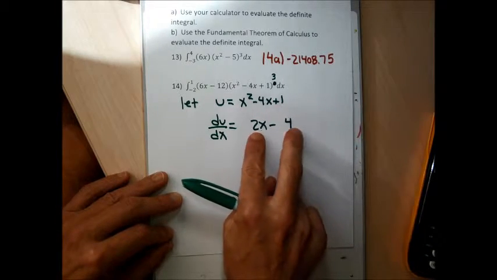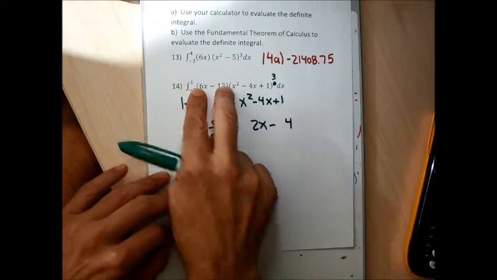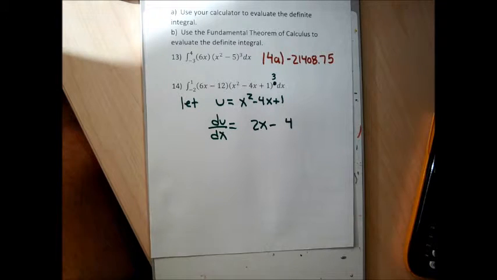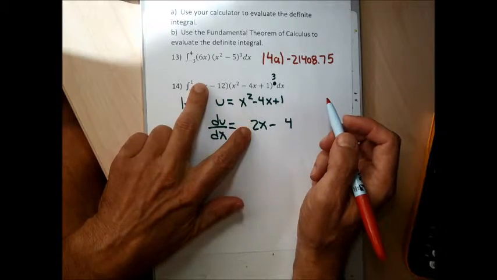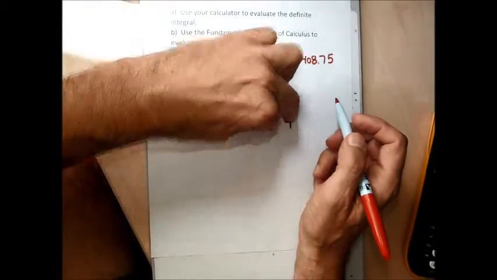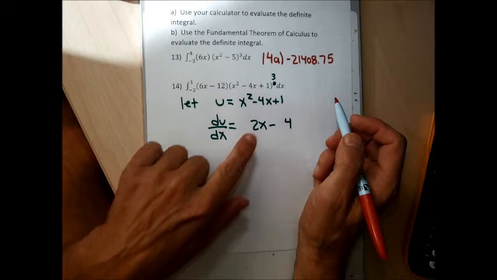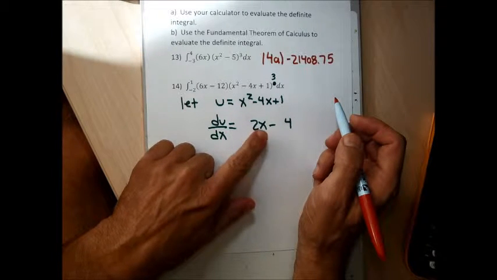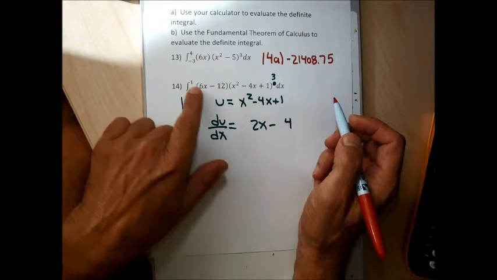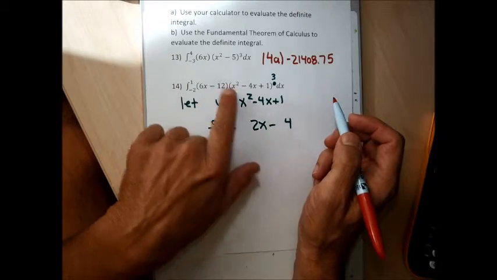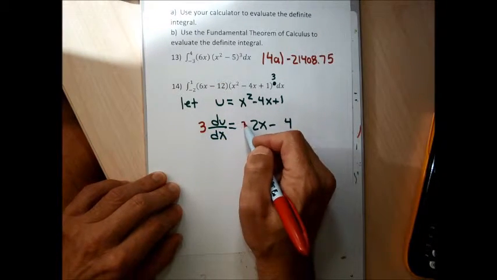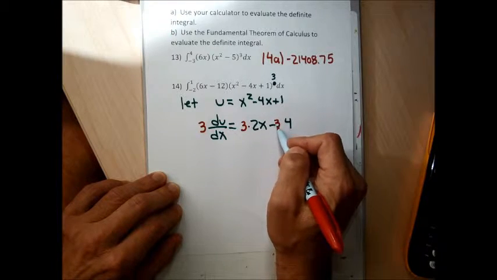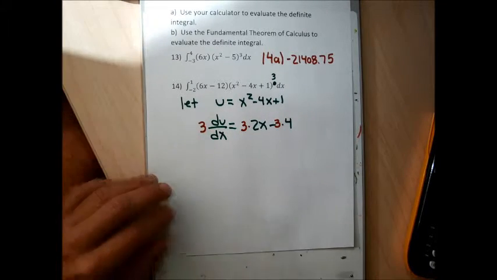I look at this 2x minus 4, compare it to that 6x minus 12. That's not a perfect match, but to get this match to happen, you either have to multiply both factors or divide both factors by a number. And I can tell that if I multiply by 3, 2x times 3 will give me 6x, negative 4 times 3 will give me negative 12. So if I multiply everything in this derivative by 3, I'll get what I need to substitute.